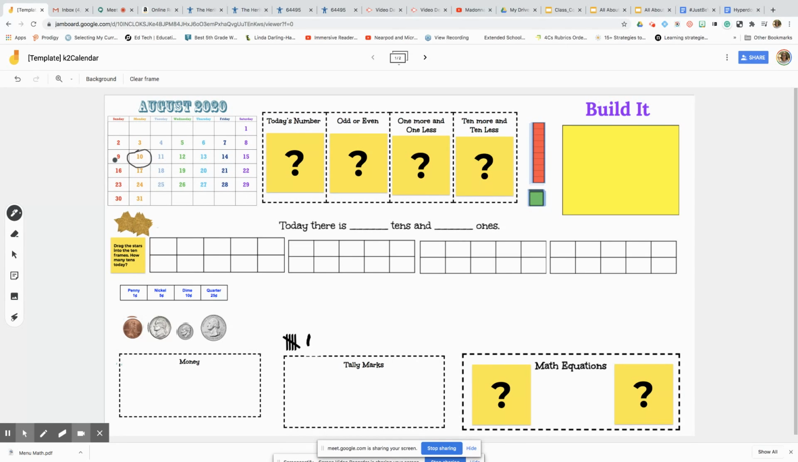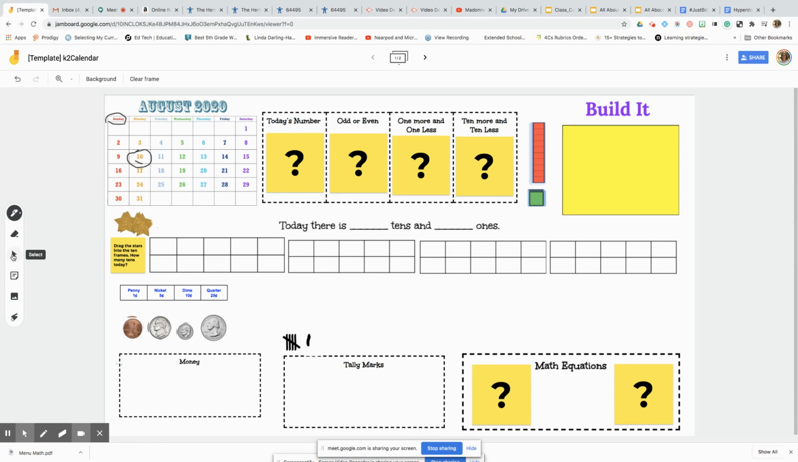Who could tell me what day was it before August 10th? 9. Very good. August 9th. And that was what day of the week? It's Sunday. Today is Monday, and tomorrow will be what day? Sunday, Monday. What will be tomorrow? If today is Monday, Tuesday. Very good. Tomorrow will be Tuesday.